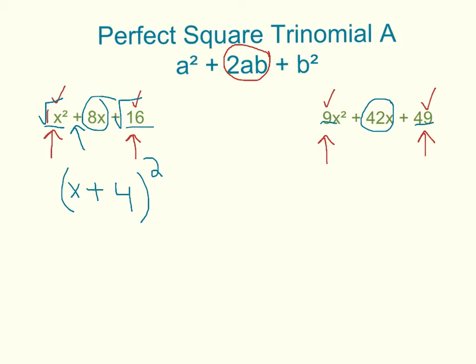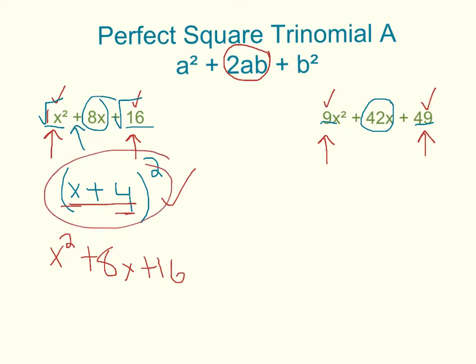Because now think back to the last lesson, how did we always multiply this one? We would go x squared, and then you multiply them together and double it, 8x, and then square the last one, 16. So we know it's right.